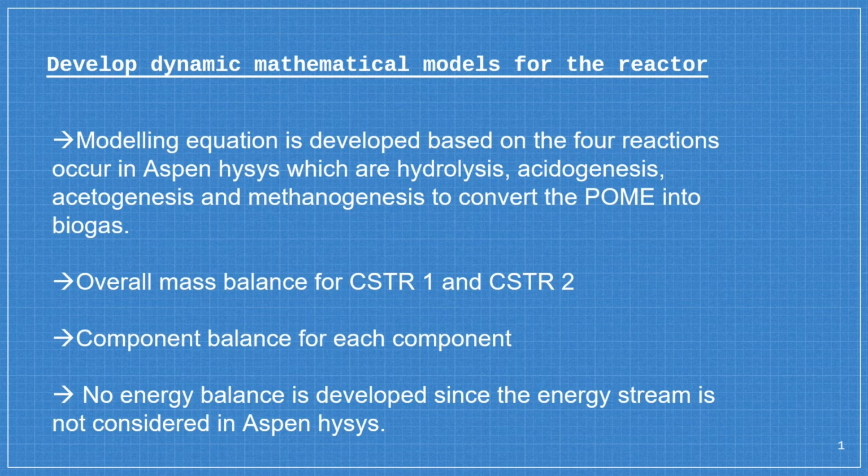We developed the overall mass balance for each reactor, which are CSTR1 and CSTR2. In CSTR1, there are 2 processes involved, which are hydrolysis and acidogenesis, while in CSTR2, there are the processes of acetogenesis and methanogenesis. We also developed the component balance for each component. However, no energy balance is developed since the energy stream is not considered in Aspen HYSYS.